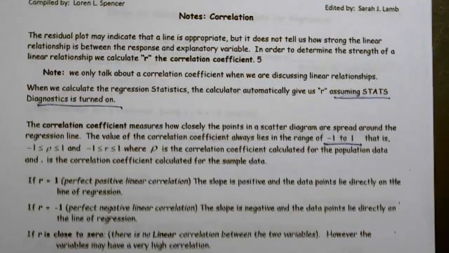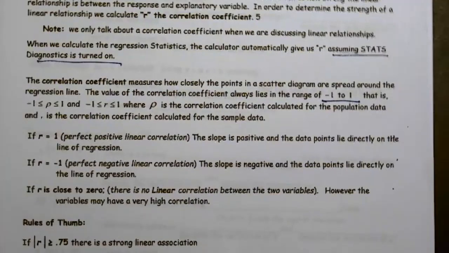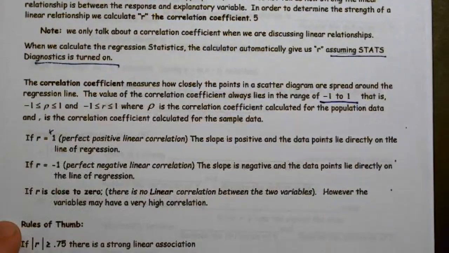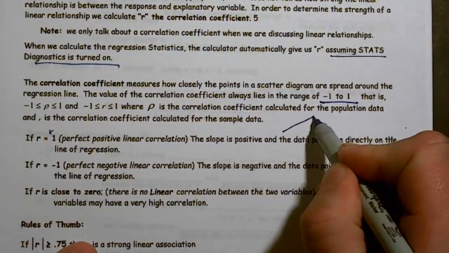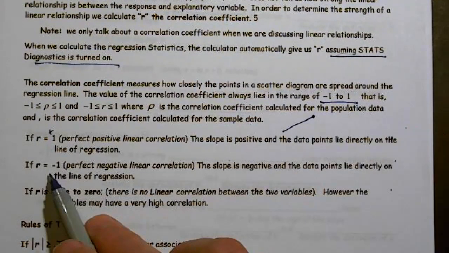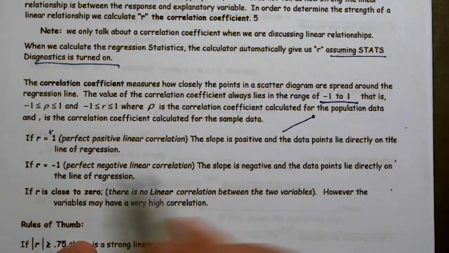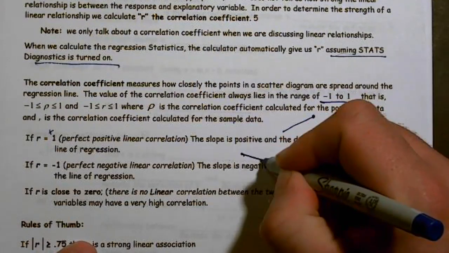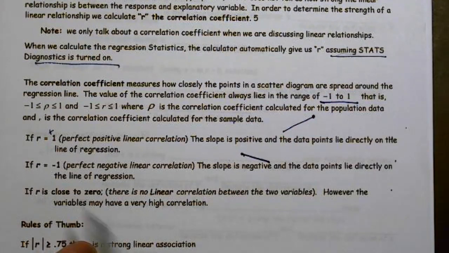If we have R equal to 1, we have a perfect positive linear correlation because R is positive. What that means is every single data point lies directly on the line and we have an upward slope. If R equals -1, we have a perfect negative linear correlation, which means every dot lies on the line, but we have a negative slope. If R is close to 0, then there's no linear correlation.